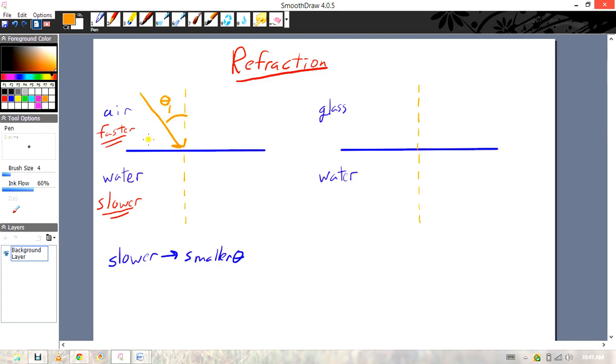Will theta 2 be smaller or larger with respect to the normal line? Of course, since it's slower, theta 2 is smaller and it bends inward.